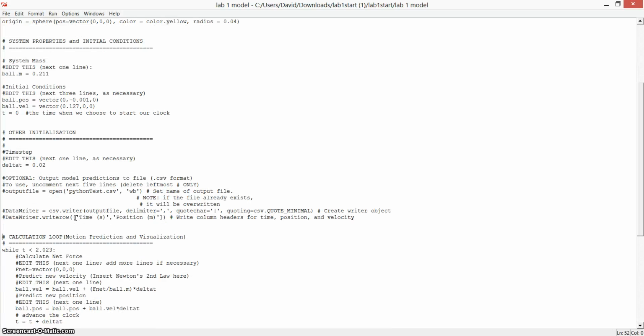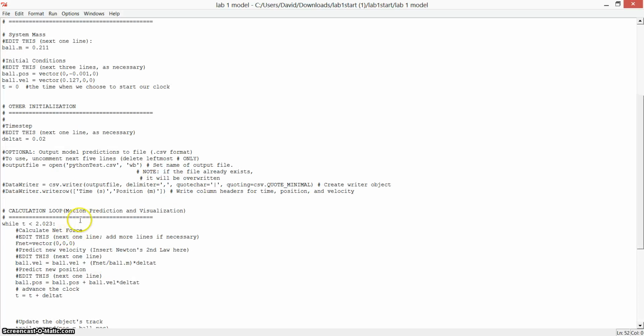I then set a calculation loop to emulate Newton's second law of motion, setting the net force equal to 0, and coding for the changes in position and velocity as time changed. The result of the model is as follows.